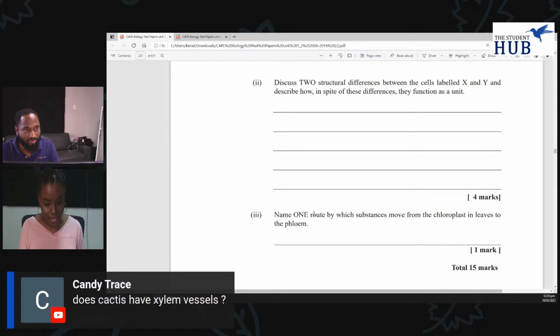Do cacti have xylem vessels? I believe they do. They do, but they're more efficient at water storage. So that's why they can survive in very arid or dry environments. But their water conserving mechanisms are on a professional level, on an elite level.